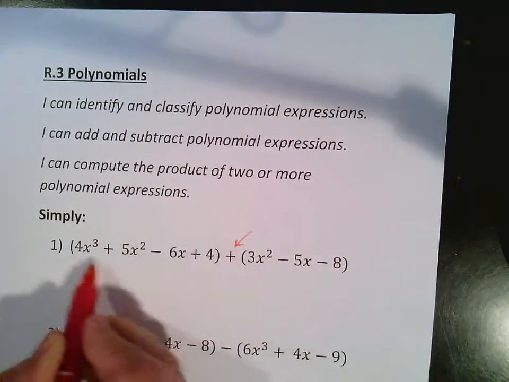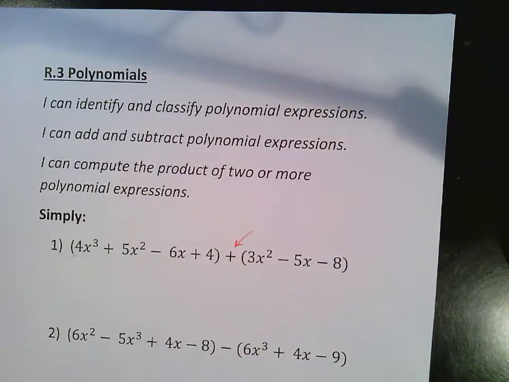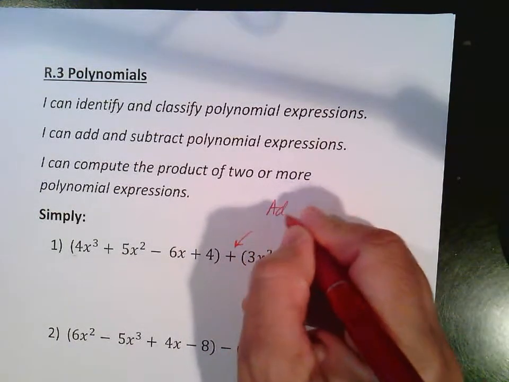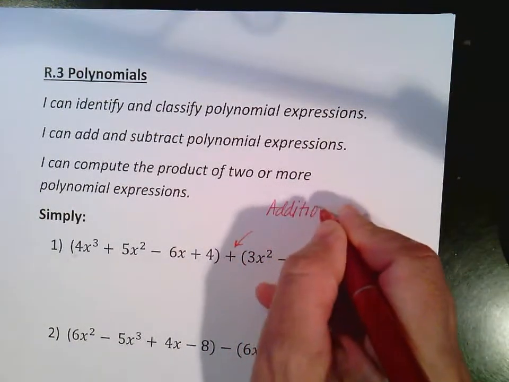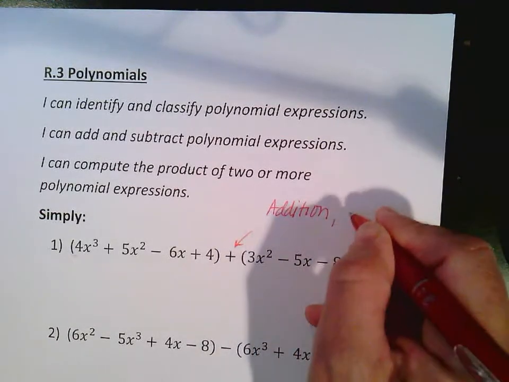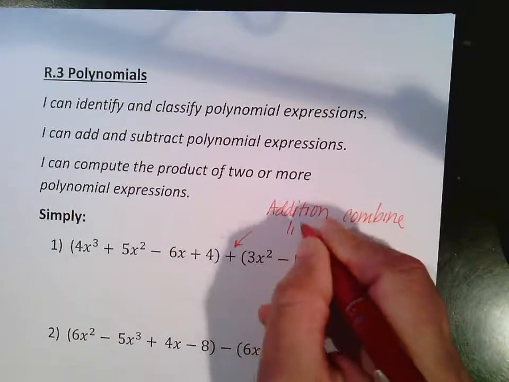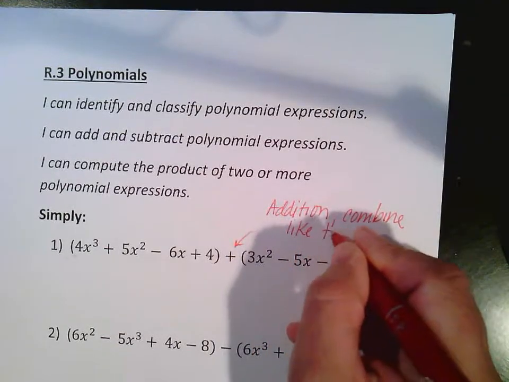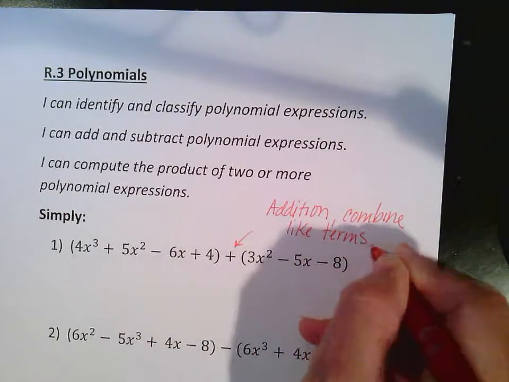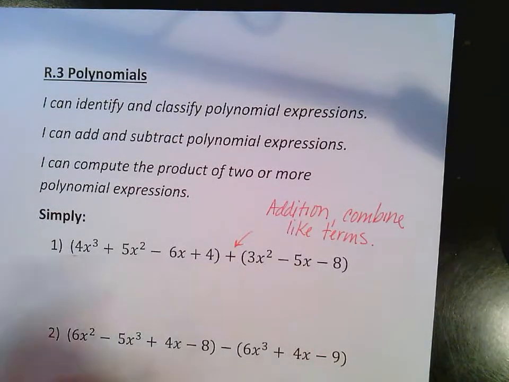Okay, so the two things in parentheses are the two polynomials that we are combining. And if it's addition, you simply combine like terms. So you can just drop the parentheses and combine like terms. Addition is really, really simple. Okay, so you really have to pay attention to what's between the two parentheses.